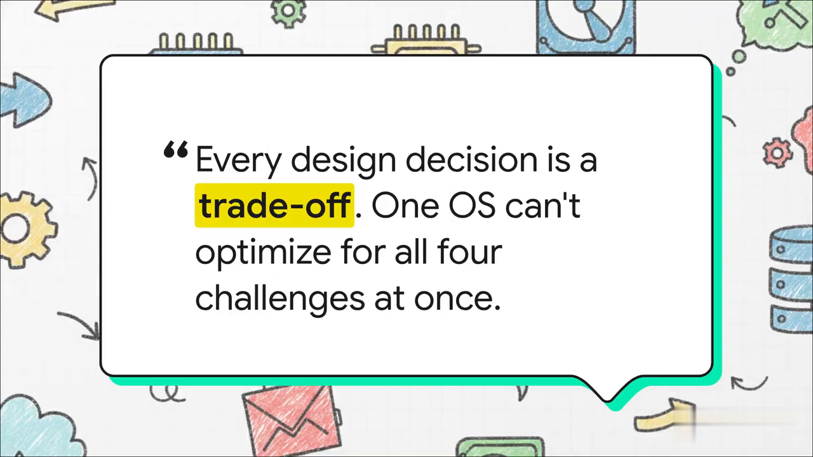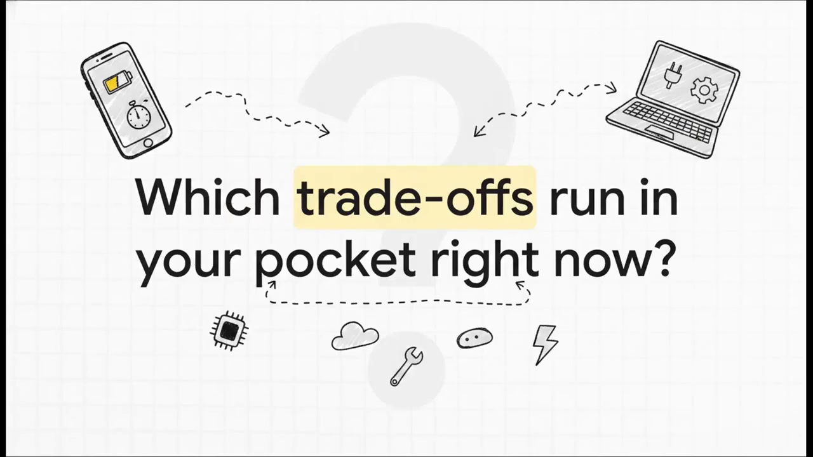All of this leads us to the ultimate, unavoidable truth of computing. Every single design decision is a trade-off. One single implementation of an OS simply cannot be optimized for all 4 of these challenges at once. You just can't have absolute military-grade security, maximum peak performance, endless battery life, and complete universal portability all at the exact same time. Something always has to give. Every OS you interact with has been forced to pick a different balance point to serve its specific purpose.